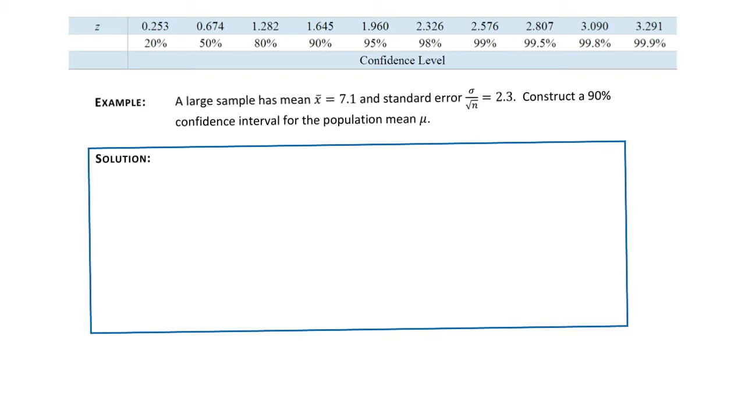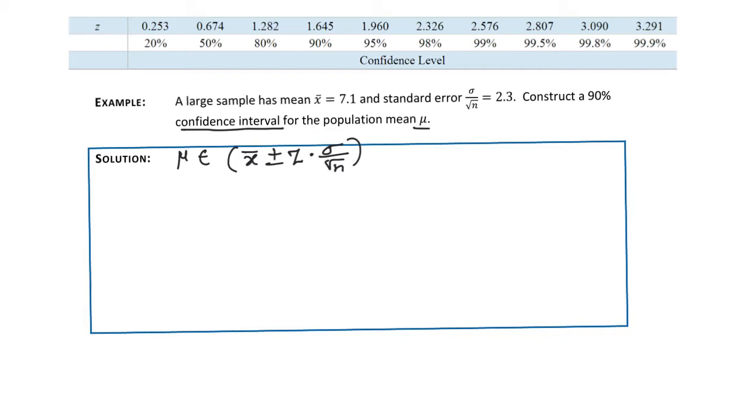Let's look at this example. Sample mean and standard error are given. We need to construct a 90% confidence interval for the population mean mu. I start the problem with confidence interval for mu is sample mean plus or minus the margin of error, that is z score times sigma divided by square root of n. Then I will see what are the things given.